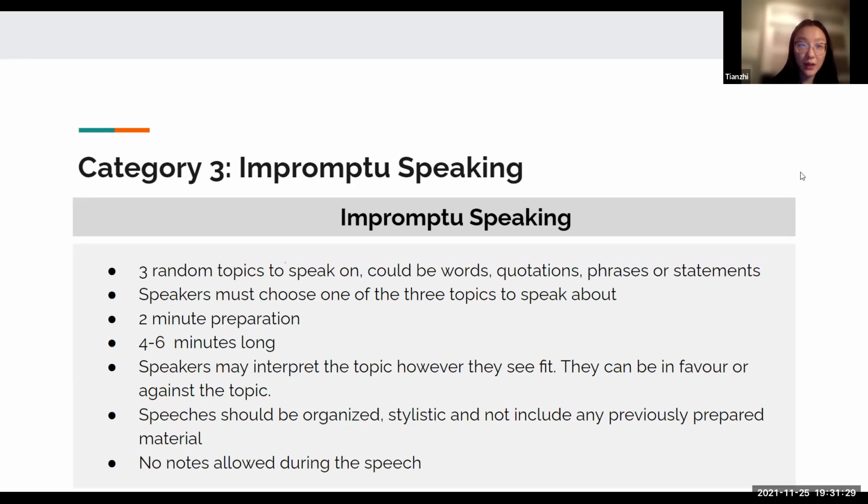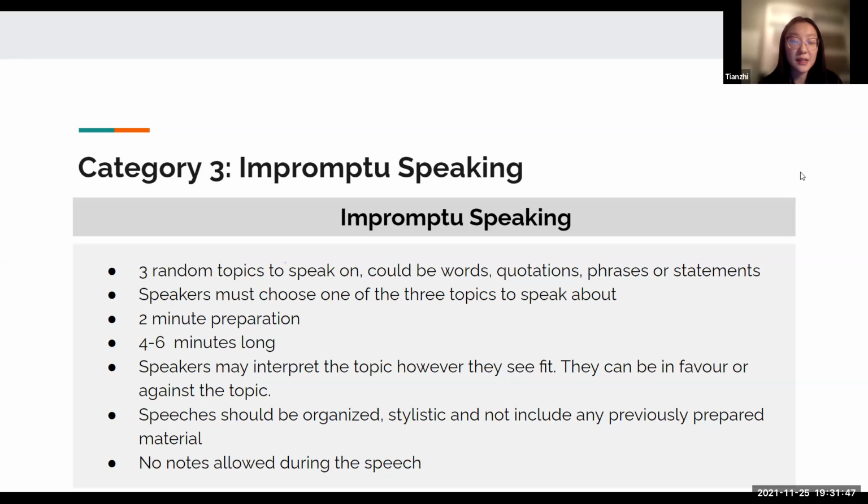So for the past two categories, category 1 and 2, you have tons of time to prepare. You can start preparing now. And if you've already started preparing, huge congrats to you for starting that early. But impromptu speaking, you basically have like no time to prepare.